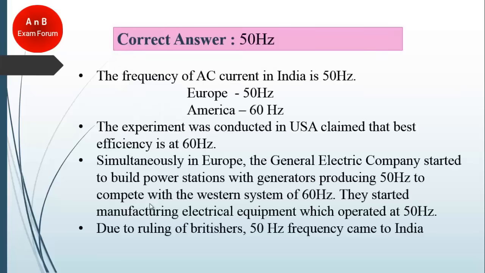Okay, nobody knows. Let us see. The frequency of AC current in India is 50 hertz. In Europe it is again 50 hertz, but in America it is 60 hertz. There is a story that initially when the experiment was conducted in USA, USA claimed that the best efficiency is at 60 hertz. But simultaneously in Europe, as a competitive market, they built stations that work on 60 hertz. That doesn't make a difference, but the US is claiming that 60 hertz will be much more efficient, but Europe made 50 hertz. So they made all the electrical equipment which operate at 50 hertz, and since we were ruled by the Britishers, in this way 50 hertz frequency came to India. Interesting, huh?